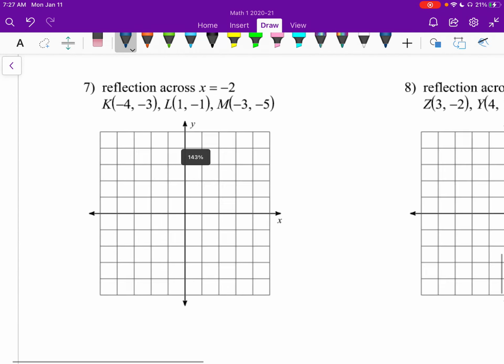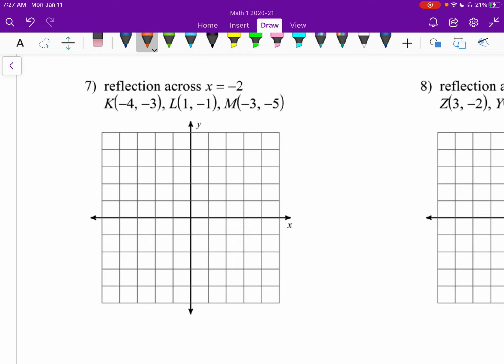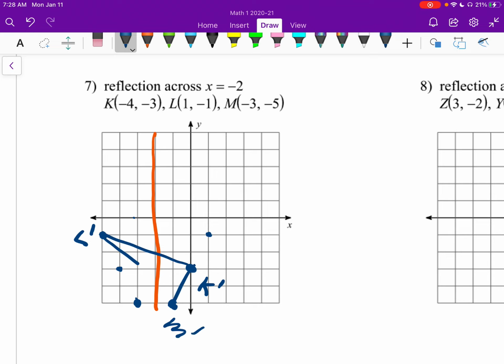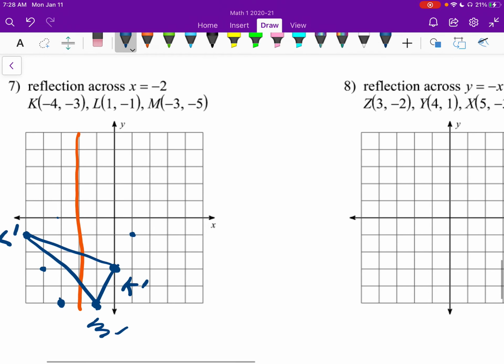Number 7. We've got the line x equals -2, which goes right there. So looking at K, K is at -4, -3, which is right there. I reflect over and it gets right there. L is at the point 1, -1, which is right there. I reflect over and it goes over here. M is at -3, -5, which should be there. I reflect over and it goes right there. So there we are. I don't know if I can say there anymore.